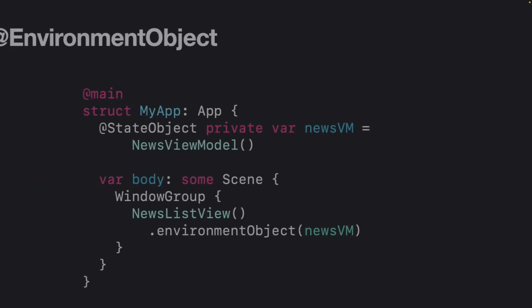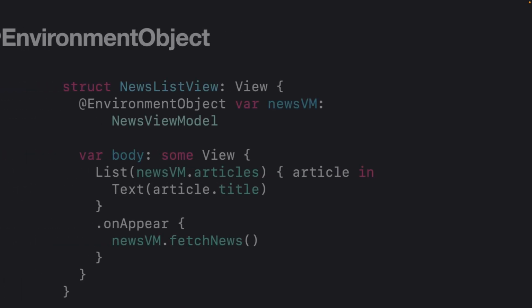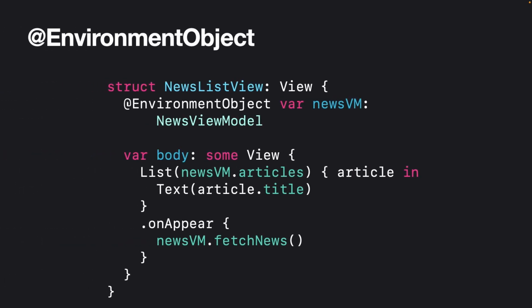In our app, we declare @StateObject NewsViewModel, which makes NewsViewModel the single source of truth. Inside WindowGroup, we call .environmentObject(NewsViewModel), injecting it into SwiftUI's environment. In NewsListView, we write @EnvironmentObject NewsViewModel, then in body we build a list displaying each article.title. And finally, inside onAppear, we call NewsViewModel.fetchNews.